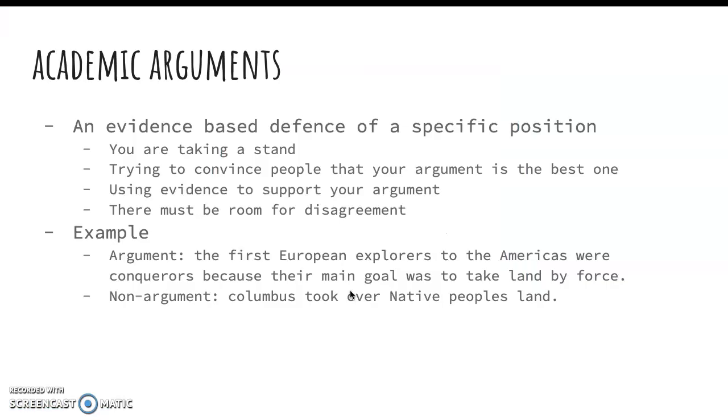Argumentation. In this class, we are going to be forming academic arguments. An academic argument is an evidence-based defense of a specific position. So you're taking a stand. When you create an argument, you're trying to convince people that your argument is the best argument by using evidence to support your argument. And there must be room for disagreement.